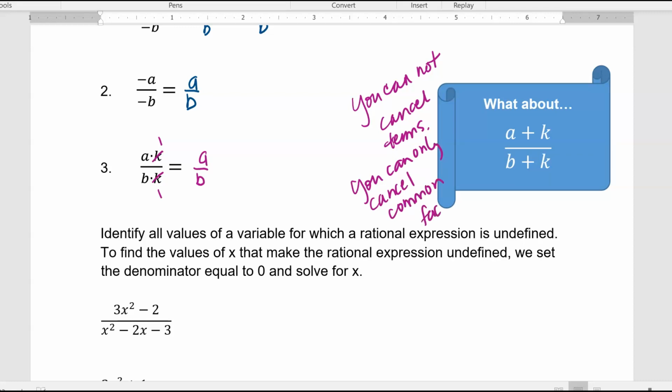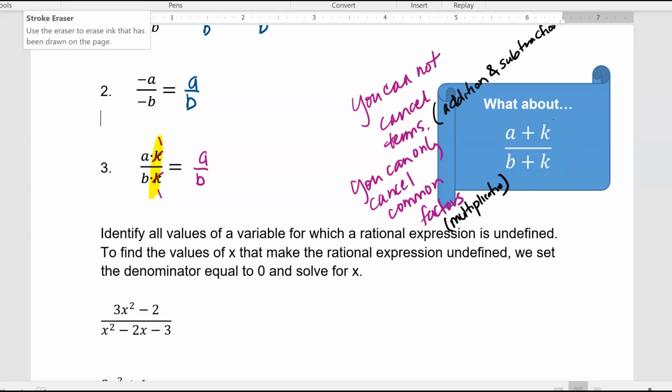So that's why we were able to cancel the k's over here, because notice that they're factors. And what do I mean by factors? Factors are associated with multiplication. Terms are associated with addition and subtraction. So over here, these are considered to be terms, not factors, because as you can see, there's a plus sign in the middle.